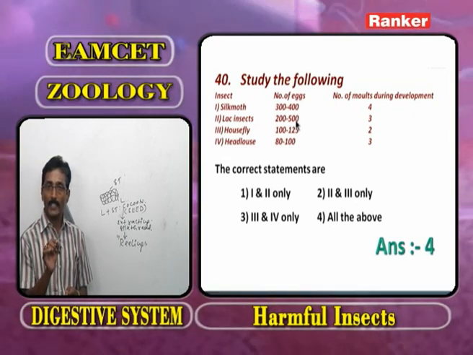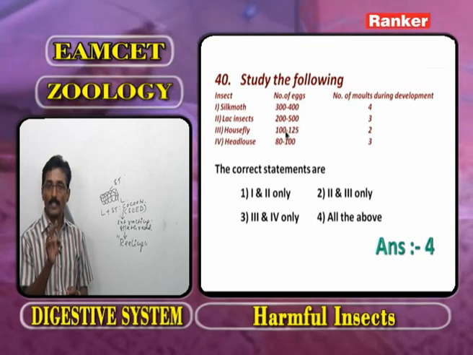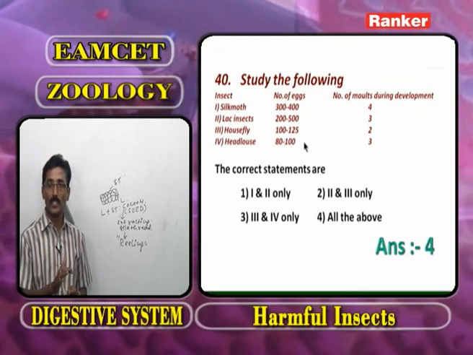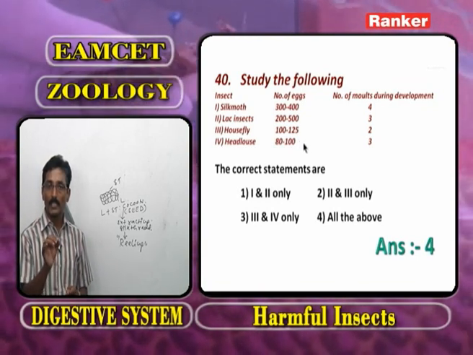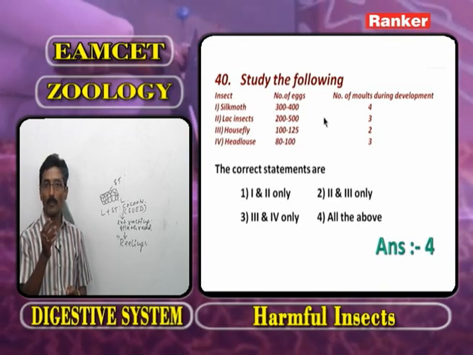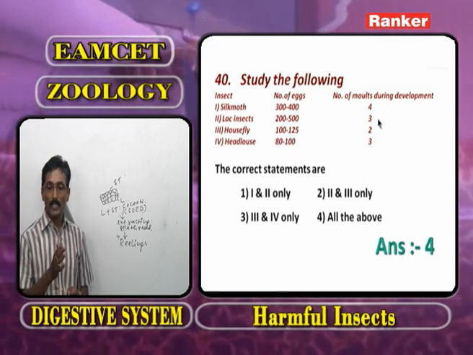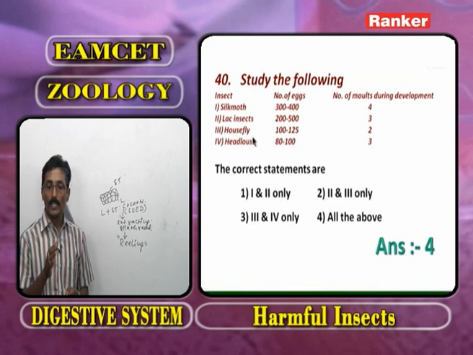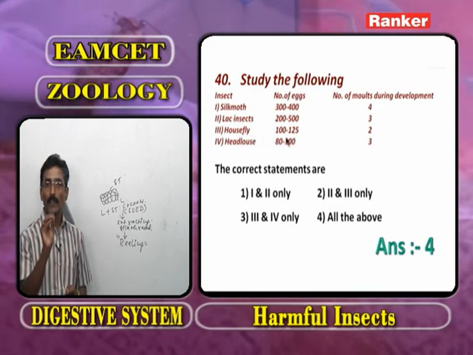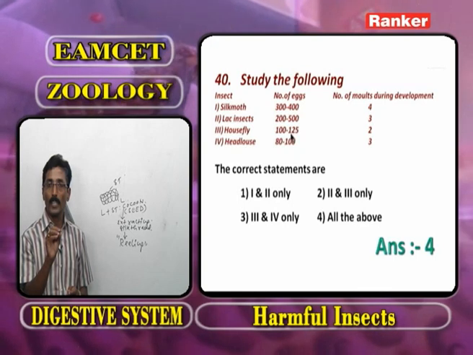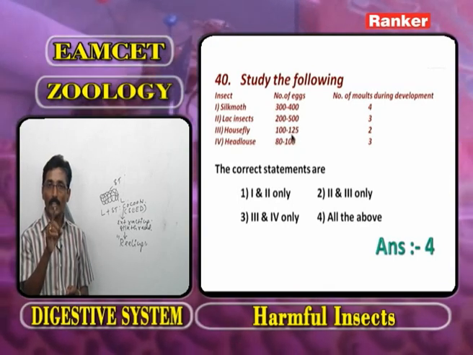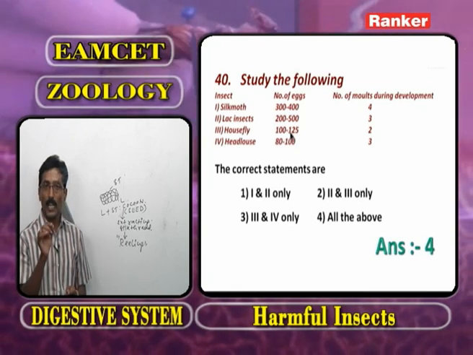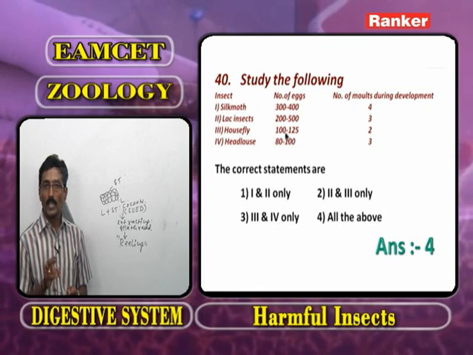Now second, lac insect. The female lac insect releases how many eggs? 200 to 500 or hundreds of eggs. It is also correct. In its life history, the larva undergoes how many moltings? 3. Now the third one, housefly. The female housefly releases how many eggs? 500 to 600. In how many batches? 5 or 6. For each batch, maybe 100 or 125.